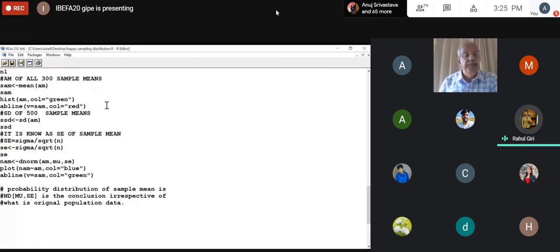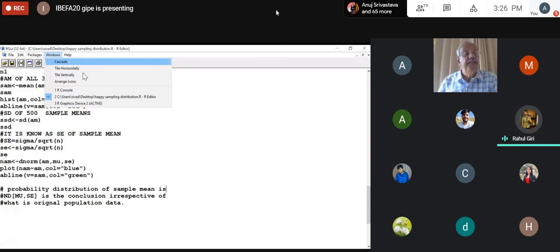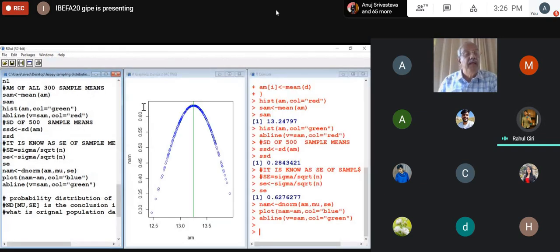Sir, I have a question. Ask. Does the sample size determine whether it will behave normally or not, or is it just the iterations that we take? No, it is the sample size. The larger the sample size, the better the normal assumption.